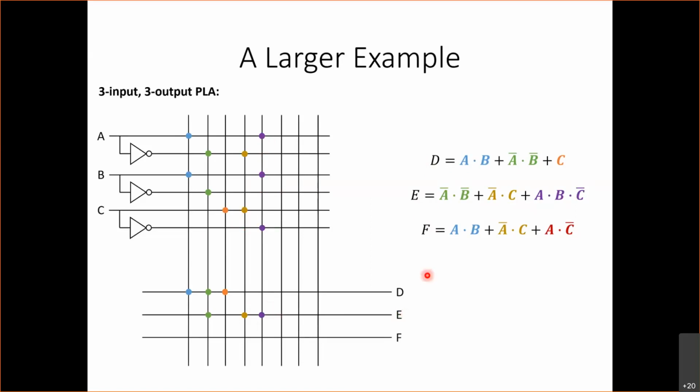And then finally for F, F also uses A and B. So we already have A and B. We don't need to create it again. So we can program a connection over here. We have not A and C, which we already have from before, so we can program a connection over here. And then finally, we need A and not C. We don't have that, so we're going to use this last line here to program A and not C and pass that as the last input to the OR gate for F.